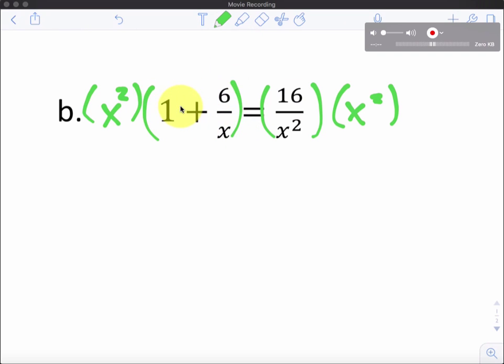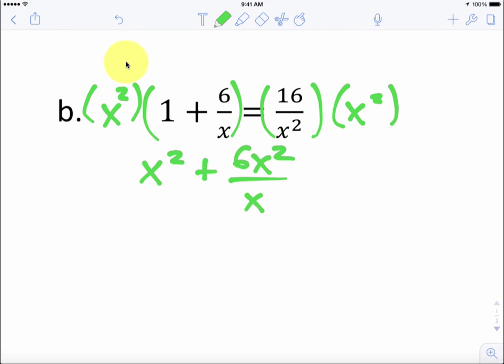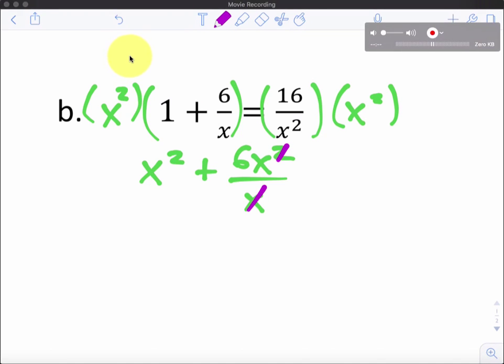And also 16 over x squared by x squared, we're going to have some simplifying, some canceling out, and we're going to have all integers left. So x squared times 1 is, not surprisingly, x squared. x squared times 6 over x. I'm going to write this out. We'll have 6x squared over x, and note to self, we're going to have some simplifying. We'll end up with just 6x to the first, also known as just 6x.